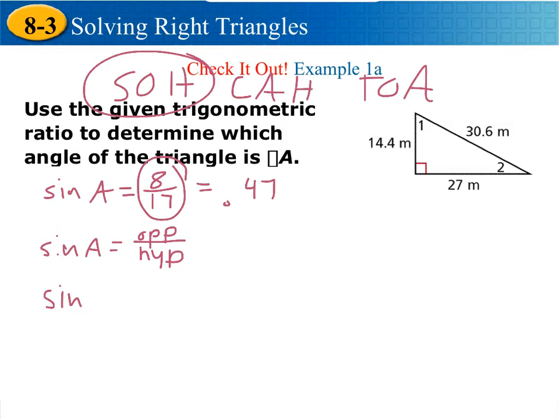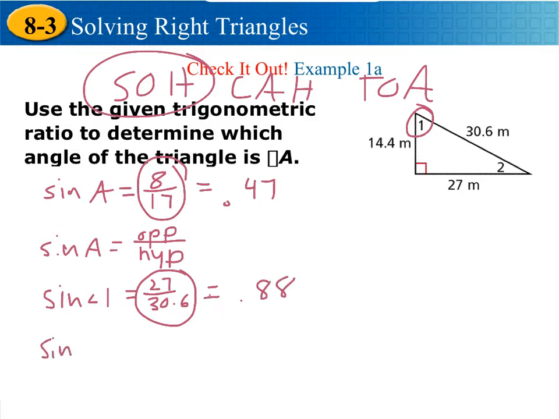So sine of angle 1. What is our opposite of angle 1? The side opposite of angle 1? 27. And what is the hypotenuse? 30.6. So what do we get when we put this into our calculator? 0.88. So not what we're looking for.